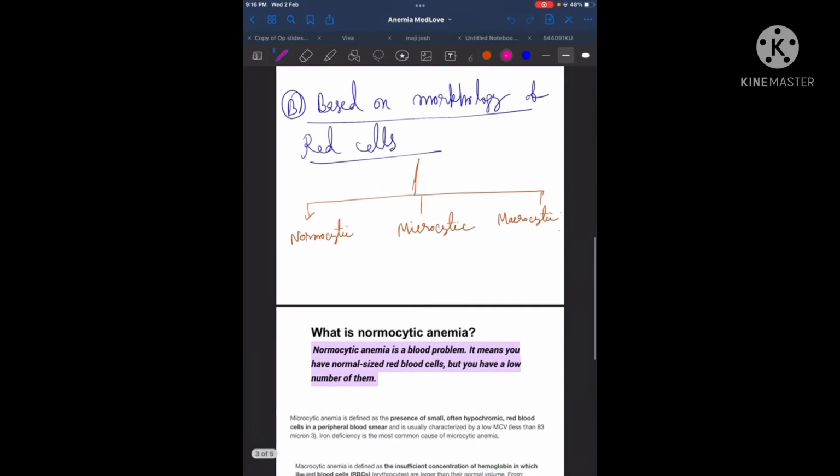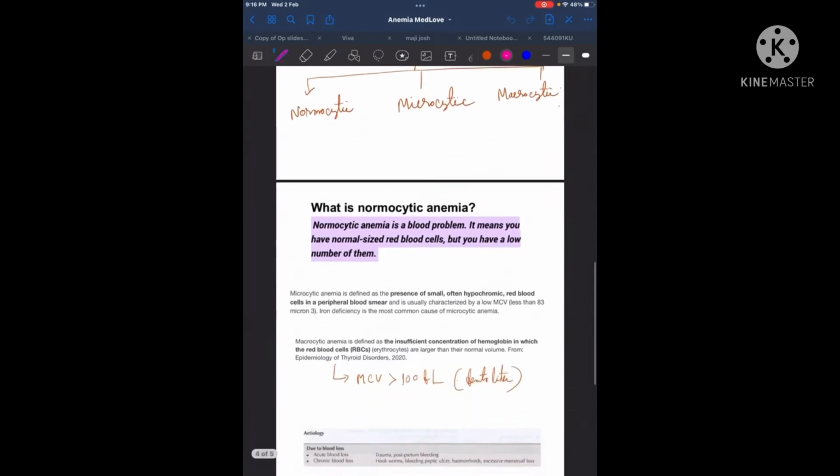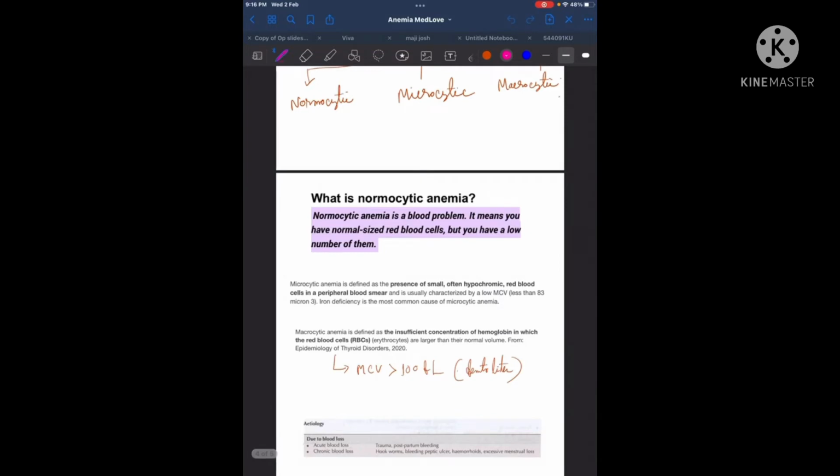Now, based on the morphology of anemia, it can be divided into three types: normocytic anemia, microcytic anemia, and macrocytic anemia. In normocytic anemia, the size of the RBC remains same, that is normal size of RBC, but its number is less. In microcytic anemia, the size is not normal, the size is small, often hypochromic red blood cells in peripheral blood smear, and usually characterized by low MCV, that is MCV is less than 83 FL.